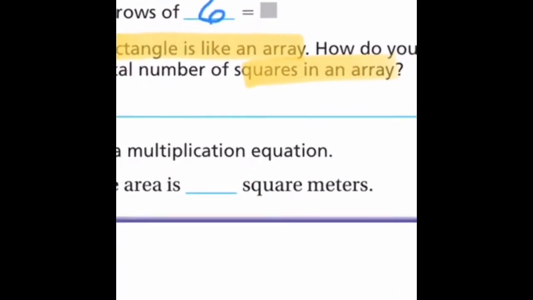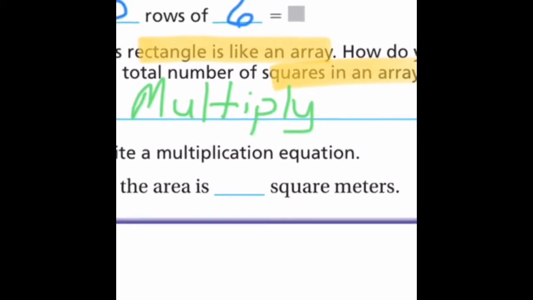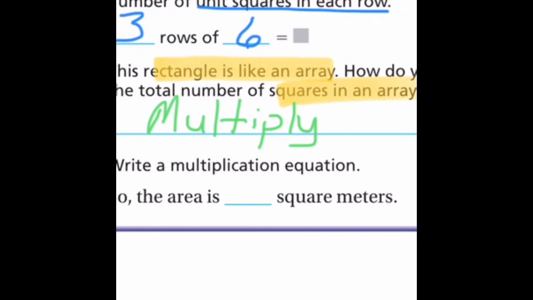So how do you find the total number of squares in an array? Well, we multiply, if you remember way back when. Okay? So we can multiply here too, and that's why we had 3 times 6, and our area was 18 square meters.